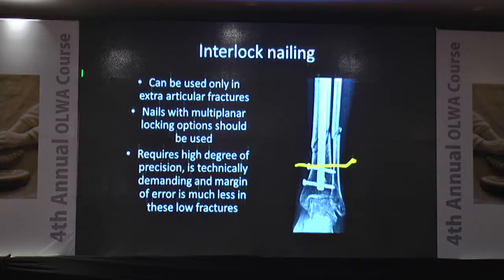Interlocking nailing can be used only in extra-articular fractures. Nails with multiplanar locking options should be used. It requires a high degree of precision, is technically demanding, and the margin of error is much less in these low fractures. So this is almost the watershed line. If the fracture exists beyond this, you can't do interlocking nailing.